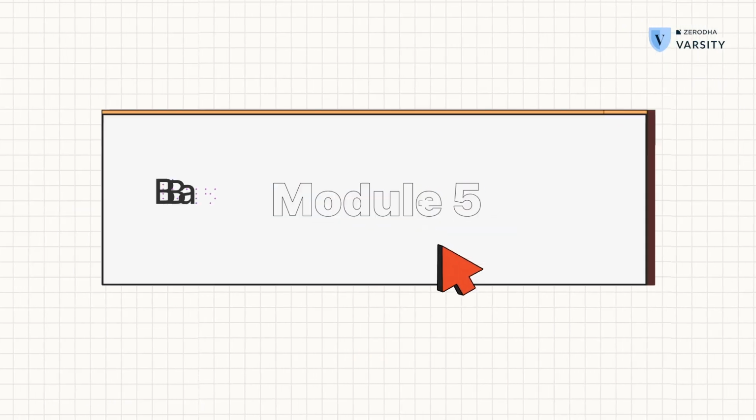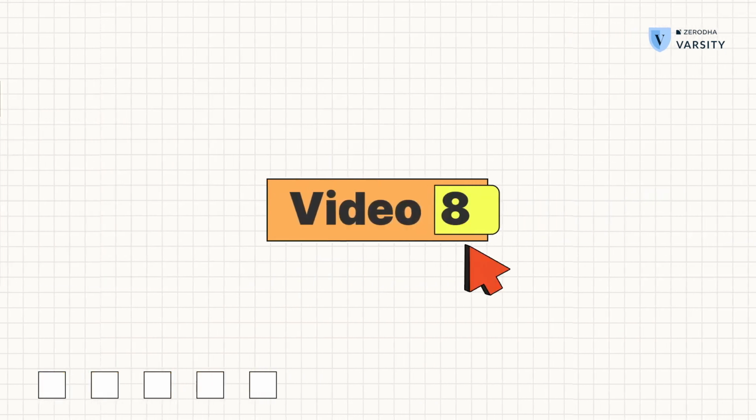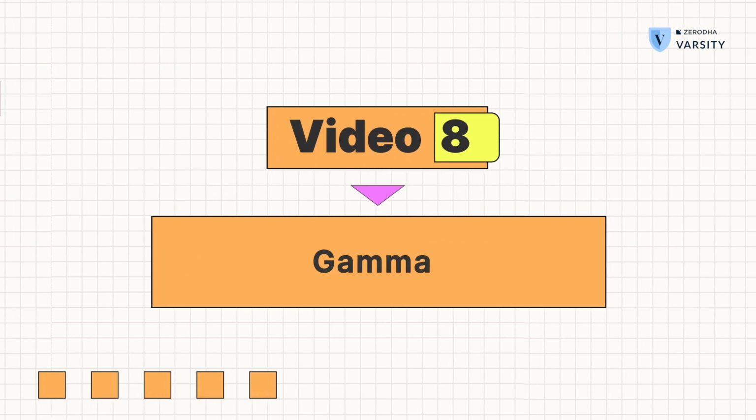In this video, let's understand the gamma of an option. We concluded the last video by posting a very interesting question: on what basis does the delta itself change? Well, the answer to that depends on the gamma of an option.